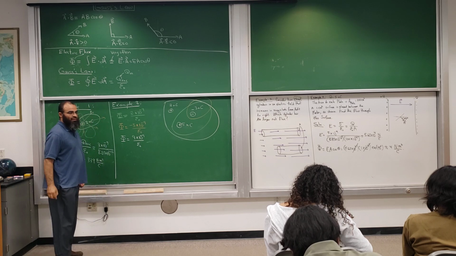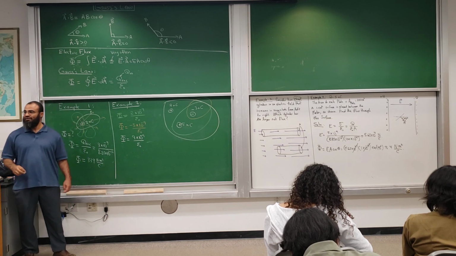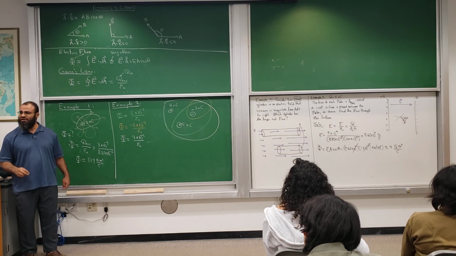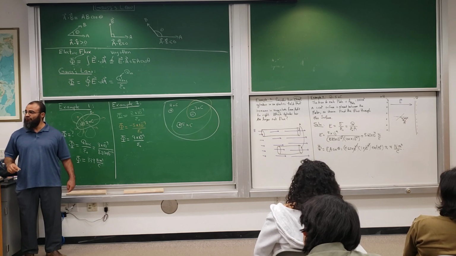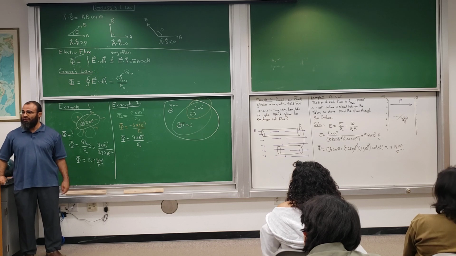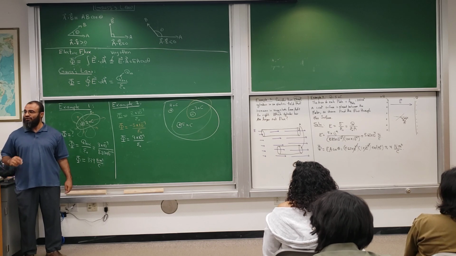Epsilon naught. What if it isn't closed? If it's not closed, you would have a net flux, and then Gauss's law would not apply. It has to be a closed surface.